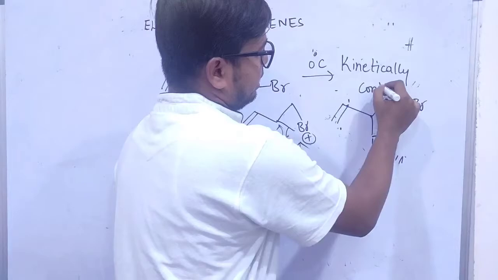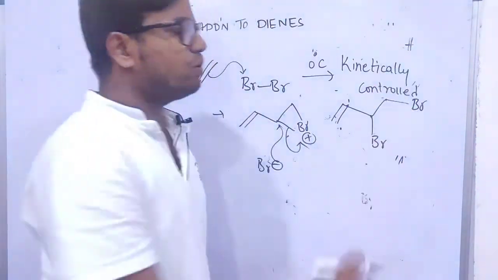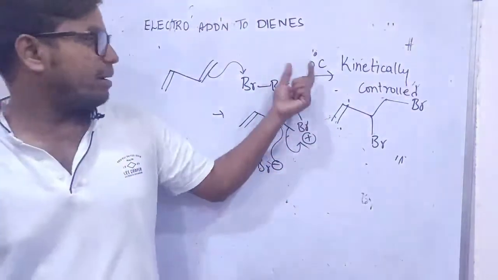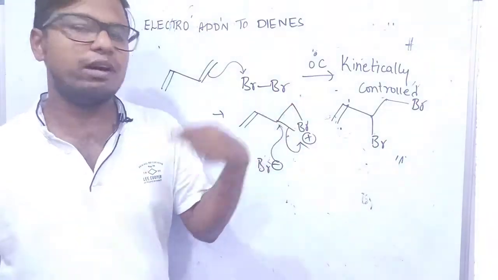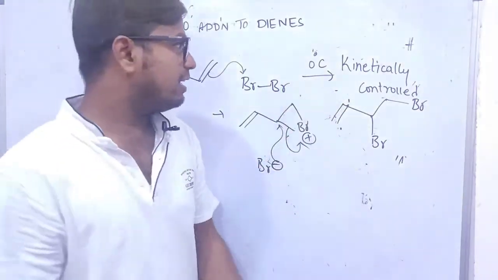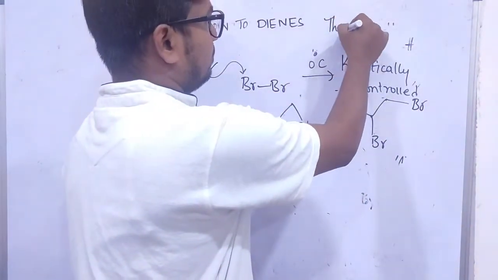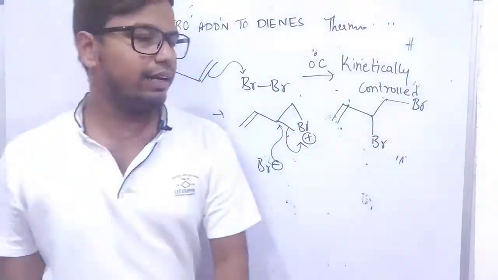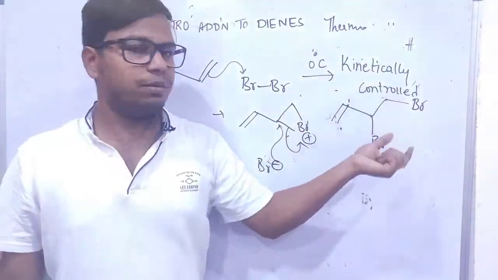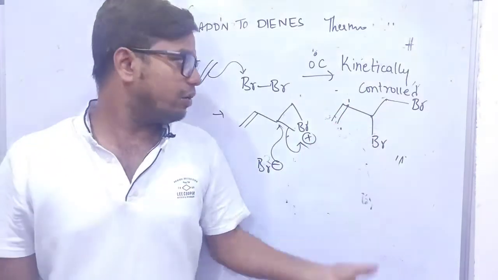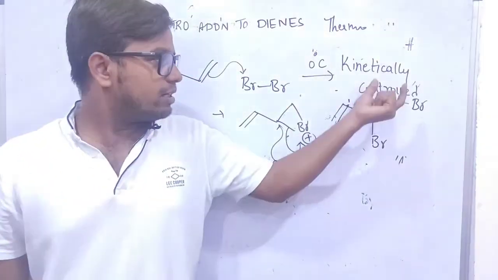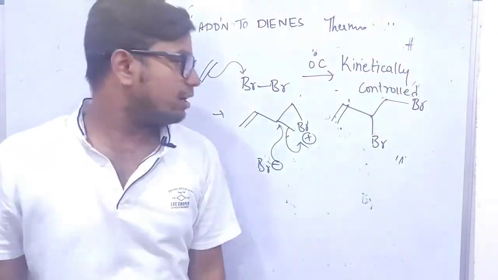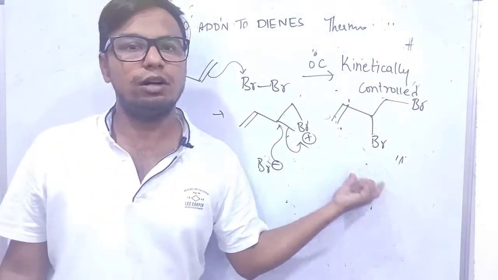These reactions are kinetically controlled. When we use temperatures in the range greater than 0 degrees centigrade, then we say they are thermodynamically controlled. I will discuss thermodynamic stability and kinetic stability in another video. Remember this, that at low temperatures these products are kinetically controlled. So this is a kinetically controlled product.